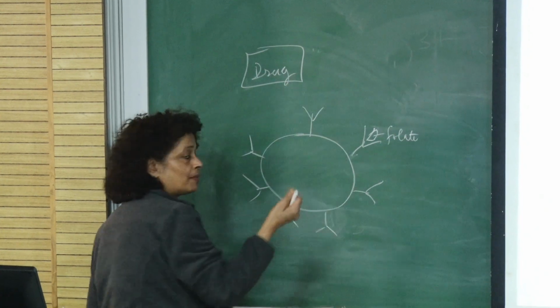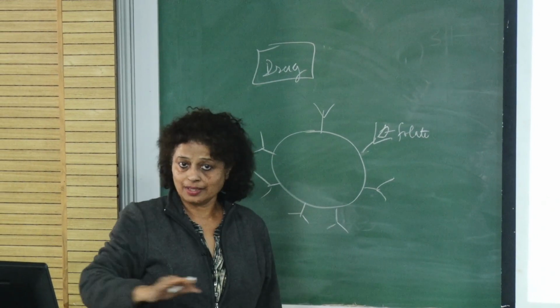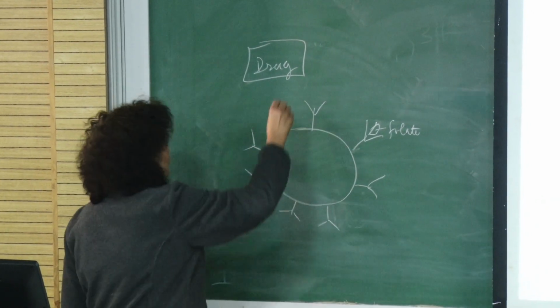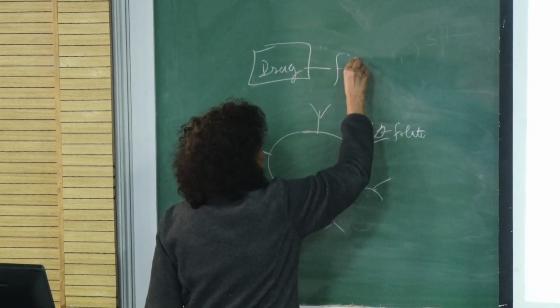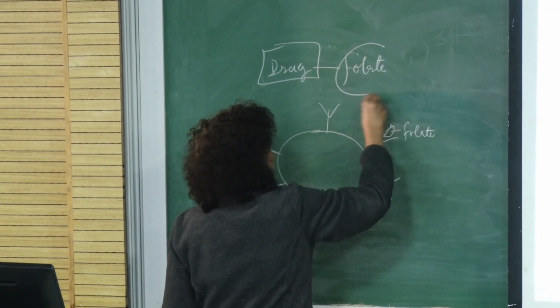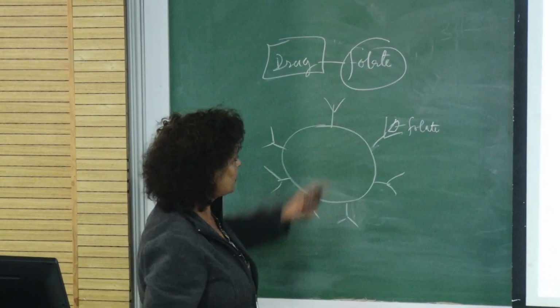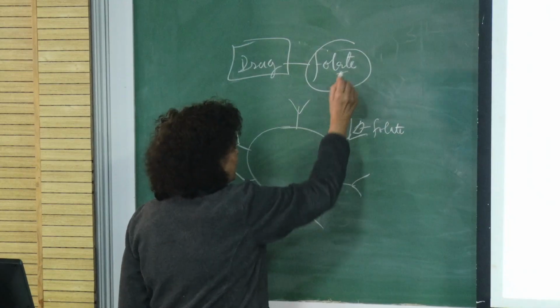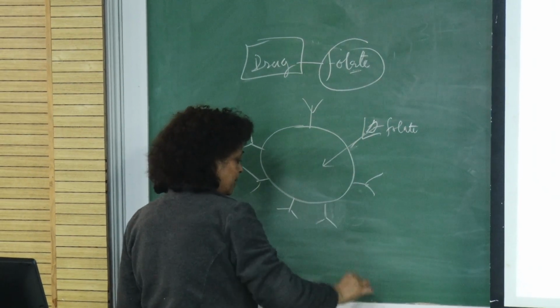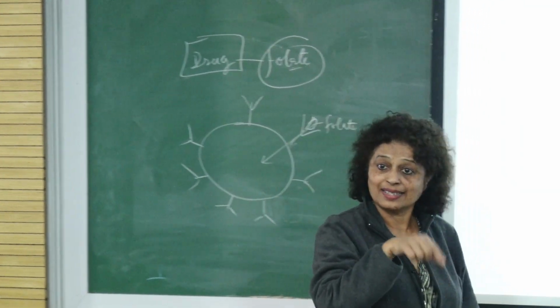So instead of giving it in a pill form where it is all over the body, you attach folate to this drug. When you give this, these cells will bind this folate and this drug will be taken inside those cells. So now you're specifically delivering the drug. You don't care about folate. Folate is just a carrier. But the drug itself is going to the tumor cells.